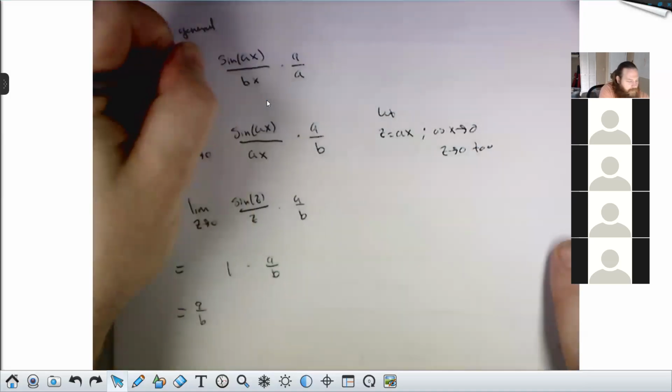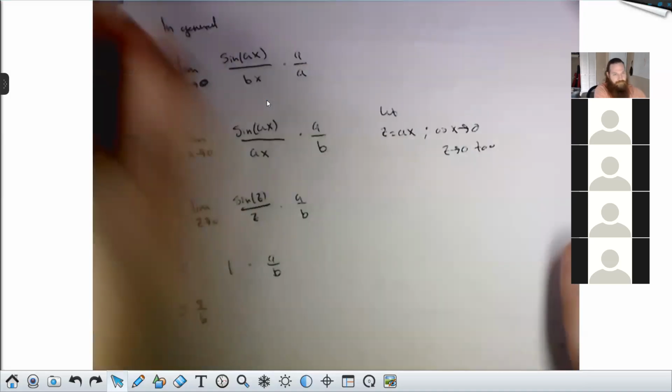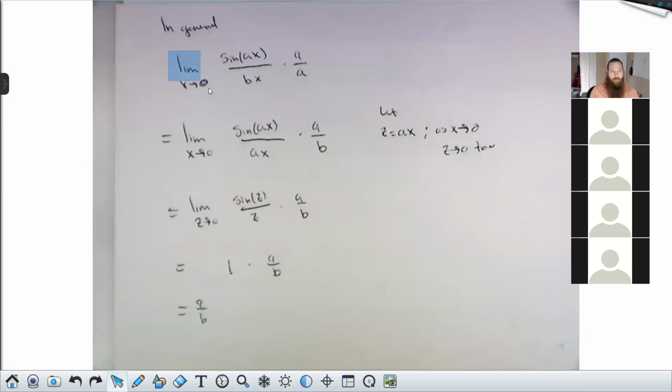It's important that the x is going to zero, right? I want to make that really clear. If this was the limit as x goes to one, or the limit as x goes to pi, or the limit as x goes to infinity, all this is out the window. This only makes sense at zero because that's where our special trig limit is. But it does work well there.